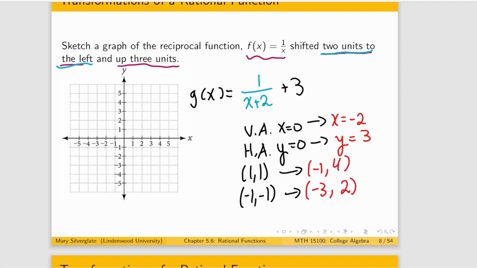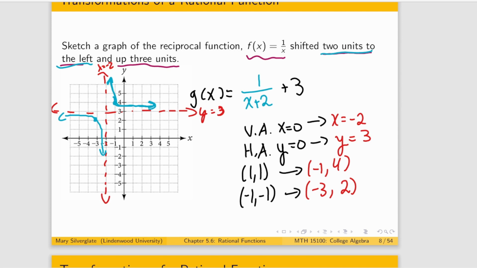Let's check that this looks like how we expect. We're expecting a vertical asymptote at x equals negative 2 and a horizontal asymptote at y equals 3. Now I'm going to graph the actual plot in a different color. So we have negative 1, 4, and then we should have the same general behavior around that, which was a curved line that looks like this in that general quadrant. And then we have the point negative 3, 2, which was a curved line like this in that general quadrant.